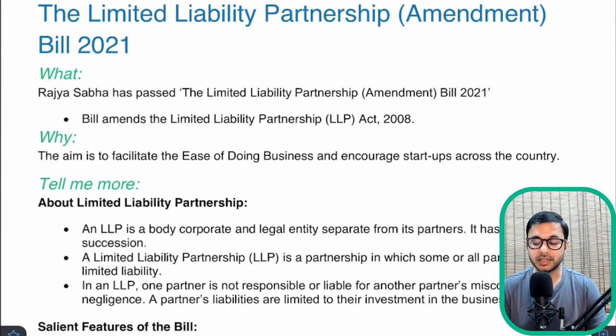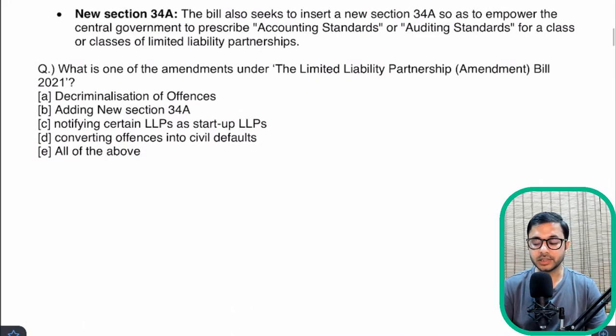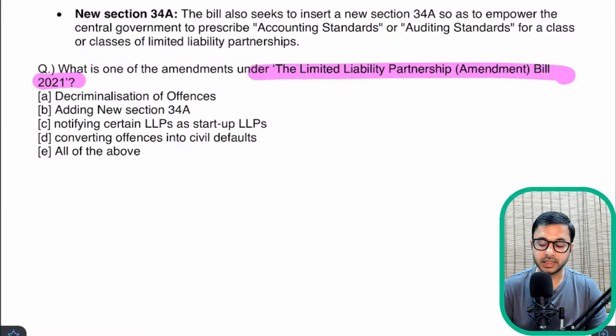Next question is on the Limited Liability Partnership Amendment Bill 2021. Which is one of the amendments under LLP Amendment Bill 2021? Decriminalization of offense, adding Section 34A. Notifying certain LLPs as startup LLPs, converting offences into civil defaults, all of the above. Which of the following are amendments under LLP Bill 2021? इनमें से कौन सी amendments हैं?